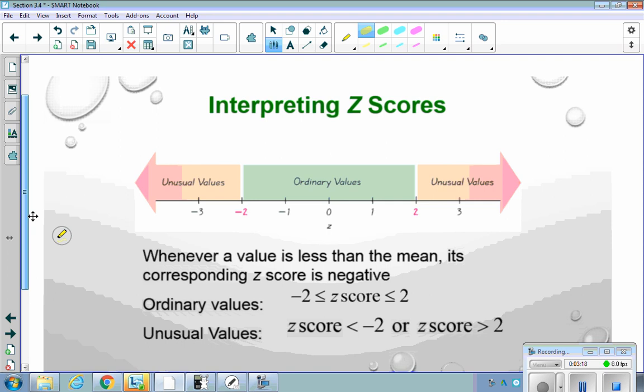And last section, we learned that ordinary, our usual values, lie within 2 standard deviations from the mean. Those are usual. We also learned that unusual ones were above +2 and below -2. So it really says the same thing, just in different vocabulary. Ordinary values are between -2 and +2, and unusual values are greater than +2 or less than -2.